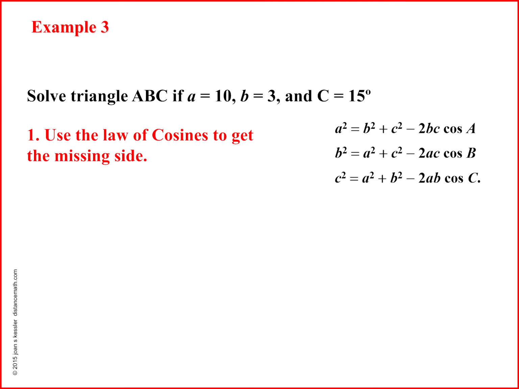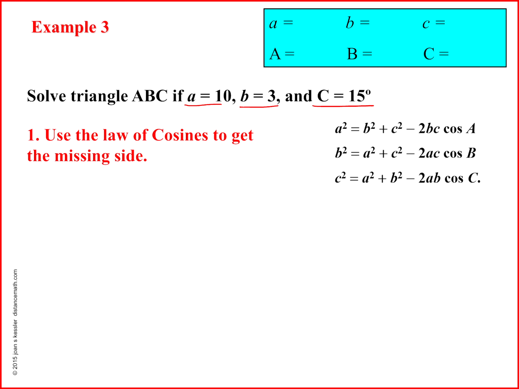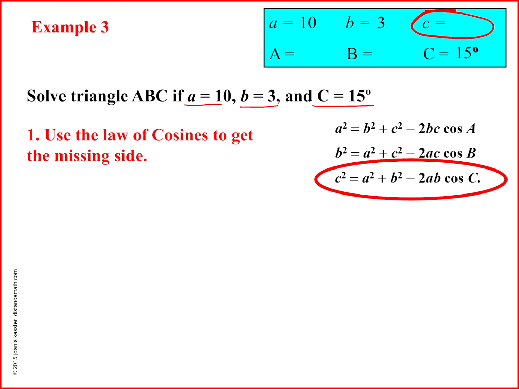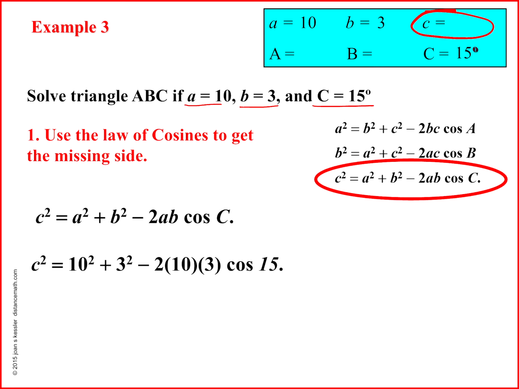Okay, let's look at another example, example 3. So it's given me two sides and an angle. When it's given me two sides and an angle, that's when we first use the law of cosines to get the missing side. So I know my a is 10, I know my b is 3, and I know my C is 15 degrees. To find my missing side, I want to solve for c right here. So I'm going to use c squared, my law of cosines, and plug in all of our information.